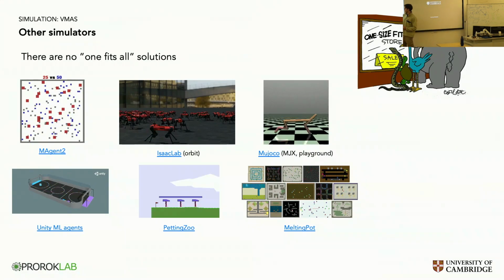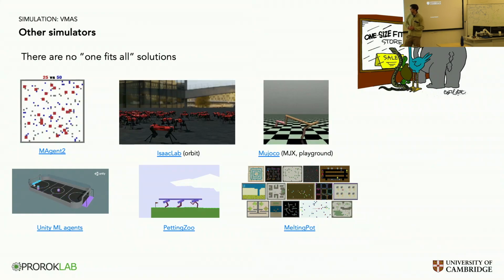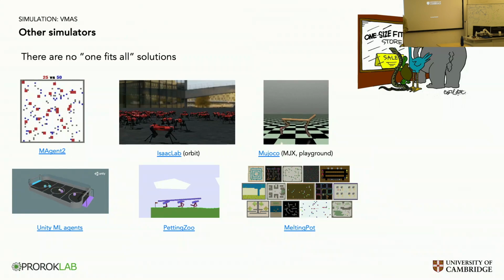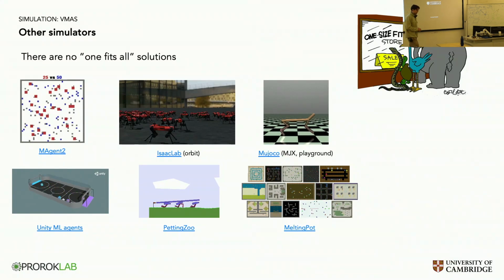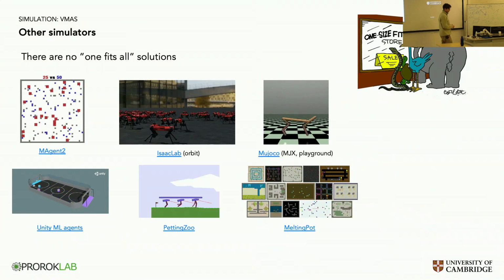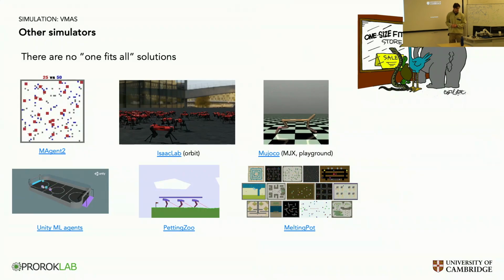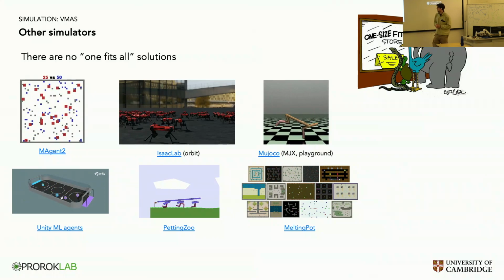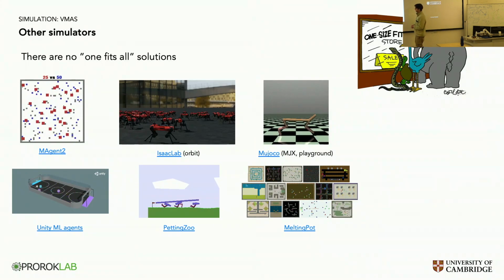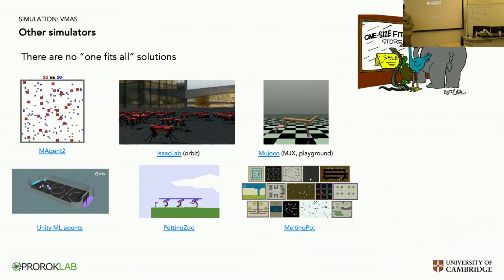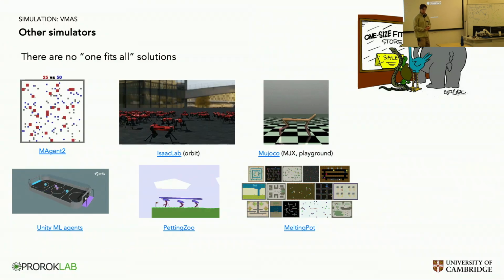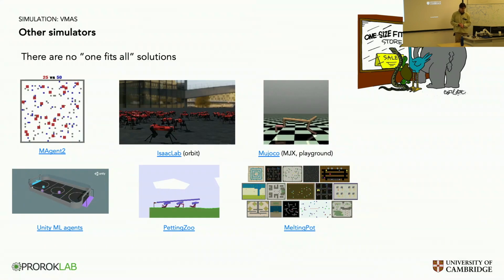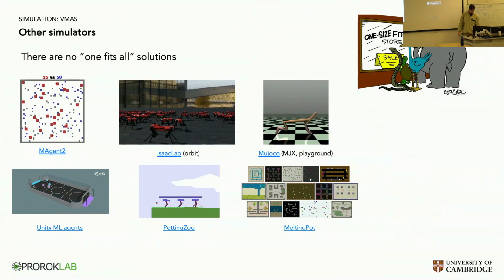MuJoCo is also a physics simulator, usually single agent, for some locomotion tasks. There is Unity ML-Agents, which is based on the Unity game engine. Again, a very expensive but really accurate physics engine. And then PettingZoo is just a collection of a few games. And Melting Pot is a thing by DeepMind, which is, again, grid world scenarios, very simple, but focused on cooperation and social dilemmas. So if you're interested in that, that's definitely a good thing to check out.